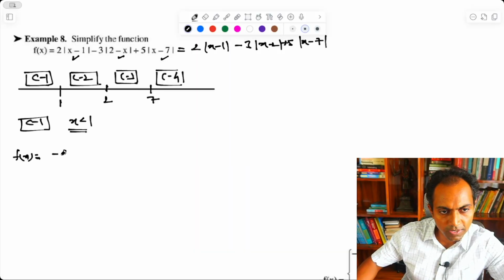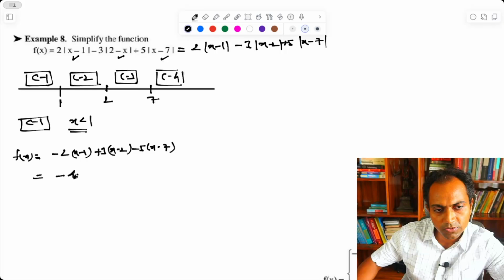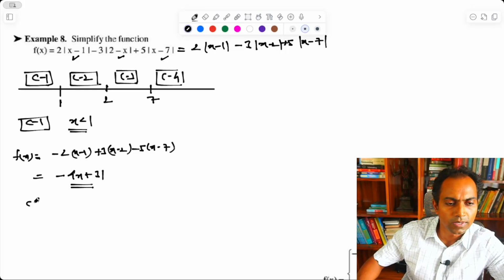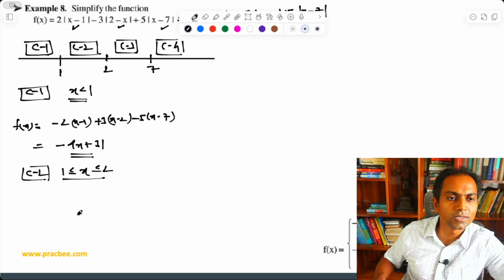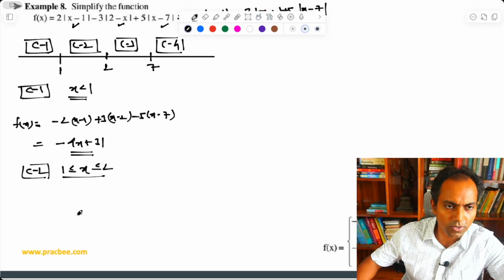So, the first one becomes minus 2 times x minus 1. This becomes 3 times x minus 2 and minus 5 times x minus 7. If you simplify this, this becomes minus 4x plus 30. You can do the calculation. Then we can consider case 2. Case 2 says what happens if x lies between 1 and 2. In this scenario, you can include 1 in the first part also.